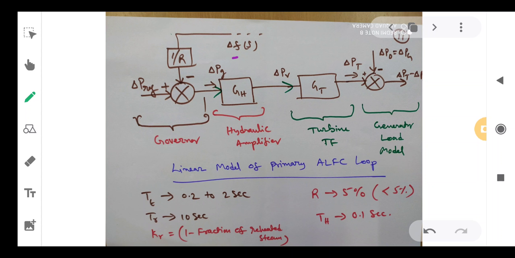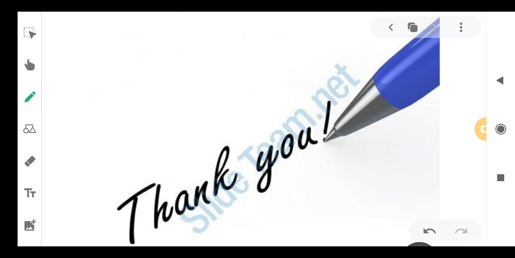Previously we discussed the turbine transfer function. TT, the typical value, is 0.2 to 2 seconds. TR is around 10 seconds. Regulation or droop is less than or equal to 5%. TH or TG equals 0.1 seconds. And KR is equal to 1 minus the fraction of the reheated speed. So, this is the transfer function model of the speed governing system including the turbine. I will stop here. Thank you, one and all.